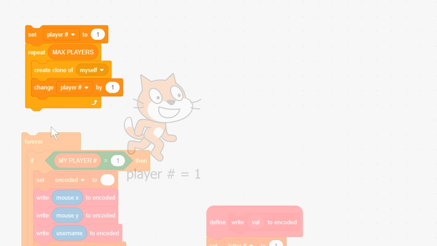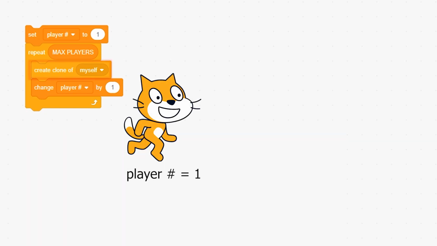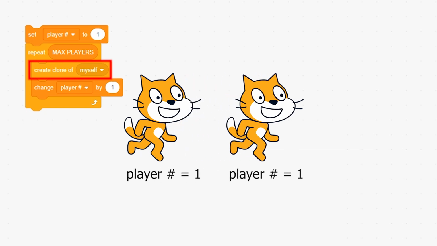Now a quick explanation here. When Scratch creates a clone, an exact copy of the sprite being cloned is created. In this case, the Scratch Cat with its costume, position and all its variables. That will include the player hash variable, which we just set to 1. So, at this point, both the original sprite and the clone we have created have a player hash of 1.